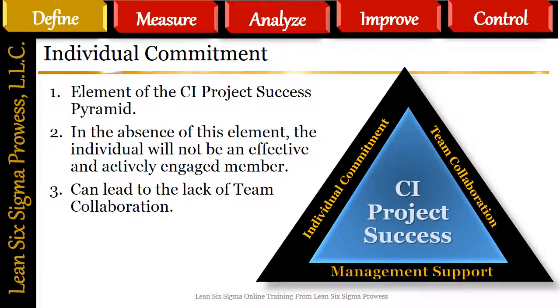Individual commitment to the success of the team and the project is an element of the continuous improvement project success pyramid. A team member who lacks this element is not an effective or actively engaged member. The absence of this element, unlike the others, can be compensated for provided there is only one member who does not want to be a part of the team.